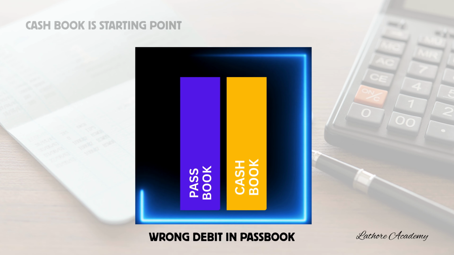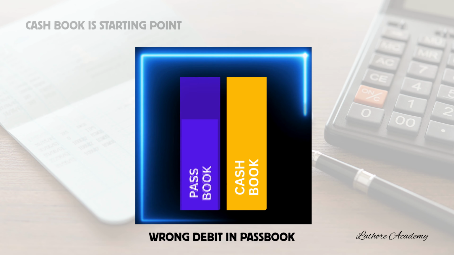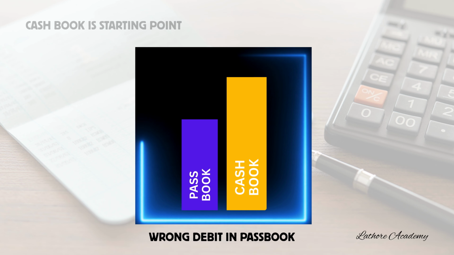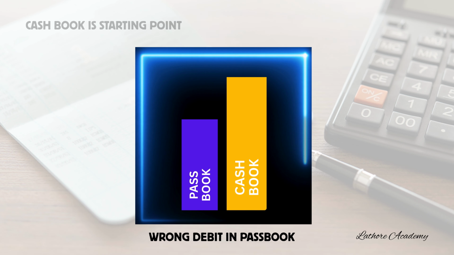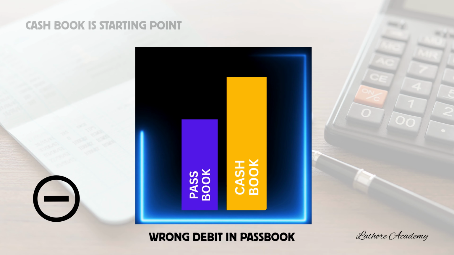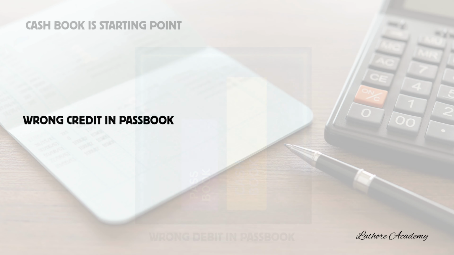If the bank incorrectly debited your account, your balance appears lower than it should be, isn't it? So your cash book balance is showing more than the passbook balance because the banker has incorrectly debited your account. So we have to subtract this from the cash book balance. Moving on to the next transaction, wrong credit in the passbook.